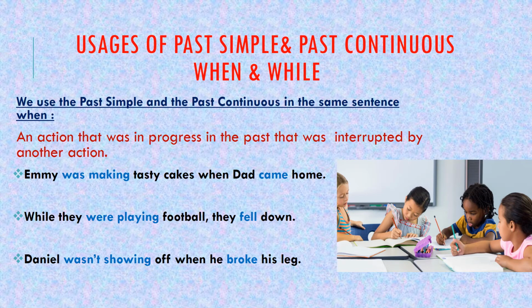We often use the past simple and the past continuous together to say that something happened in the middle of something else. For example, Amy was making tasty cakes when Dad came home. Did Amy start making the cakes before Dad came home? Yes. Did Amy finish baking the cakes before Dad came home? No. What did Amy do when her father came home? We don't know. Maybe she stopped making cakes, or maybe she ignored his arrival.